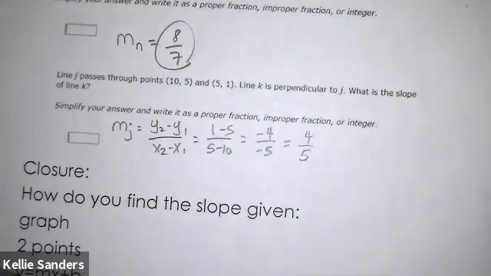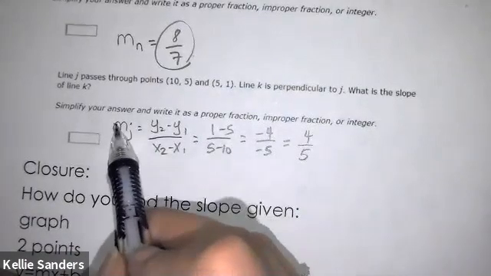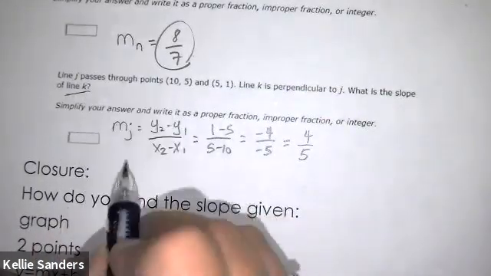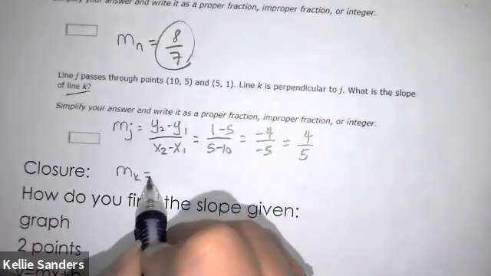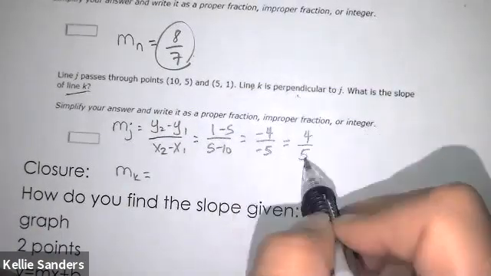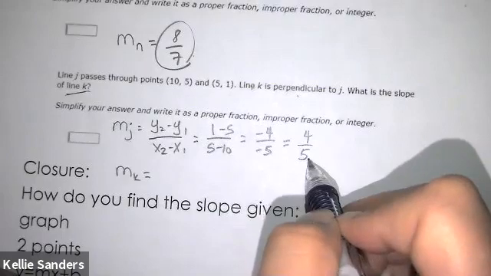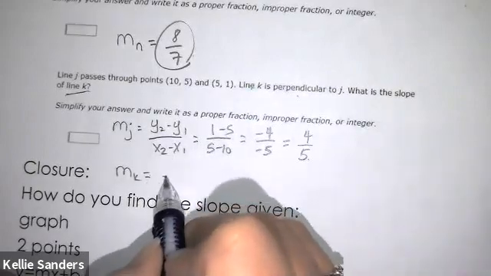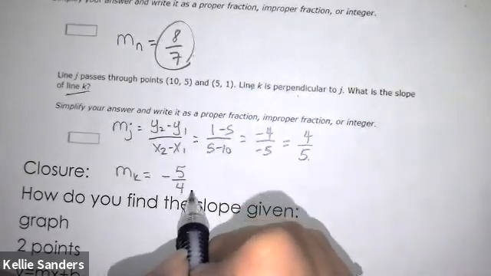Now that's not the answer because that wasn't the question. We just found the slope of J. It's looking for the slope of K. And K is perpendicular to J. So if J's slope is 4 over 5, notice I didn't say negative, so this one's positive, our slope is going to be negative 5 over 4.